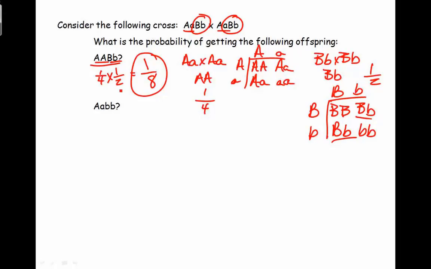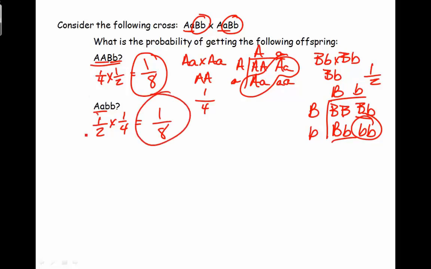If we look at the next one, okay, very similar. We would just evaluate the probability for the A's. We could come back up here and see that for our A's, we actually have a 1/2 probability of getting heterozygous. And for the B's, if we go over here, we can see we've got 1/4. So again, we multiply them together and our probability would be 1/4.